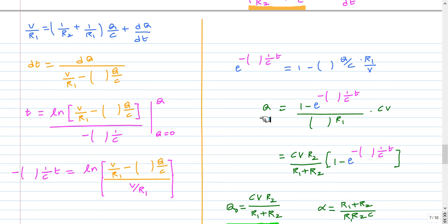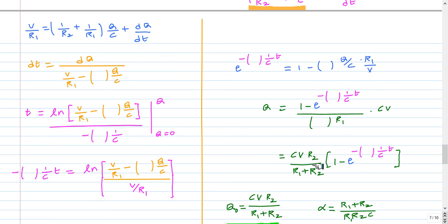So we get the expression for Q as 1 minus e raised to the power minus (1 by R1 plus 1 by R2) into 1 by C into t, divided by (1 by R1 plus 1 by R2) into R1 into C into V. This is straightforward manipulation. And further simplifying, we get the expression for Q as this one, CV into R2 divided by R1 plus R2, into 1 minus e raised to this expression.